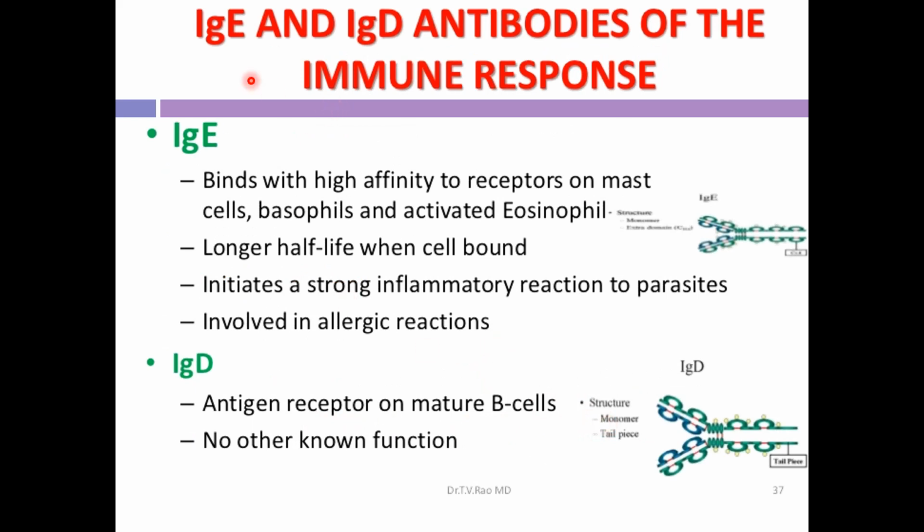The other immunoglobulins are IgE and IgD. IgE is very specific for receptors on mast cells, basophils, and eosinophils. They have a long half-life when cell-bound. They initiate a strong inflammatory reaction to parasites. They are also involved in allergic reactions. IgD is mainly present as an antigen receptor on the mature B cell. It is mainly present on the B cells.